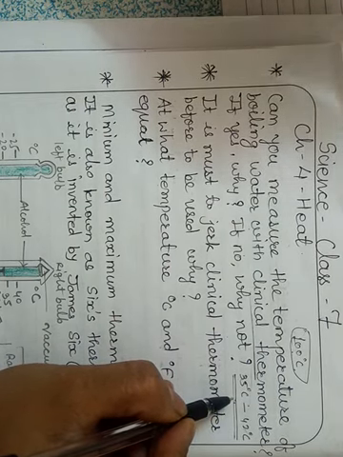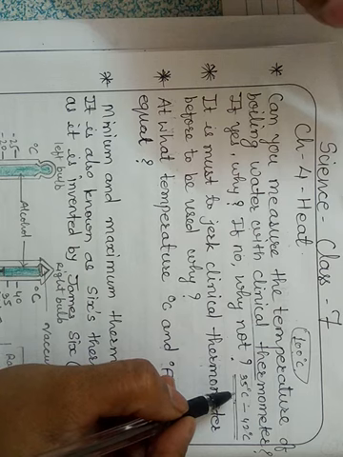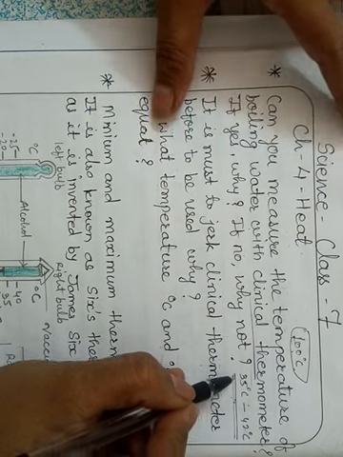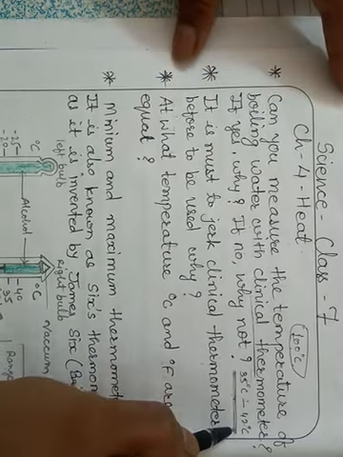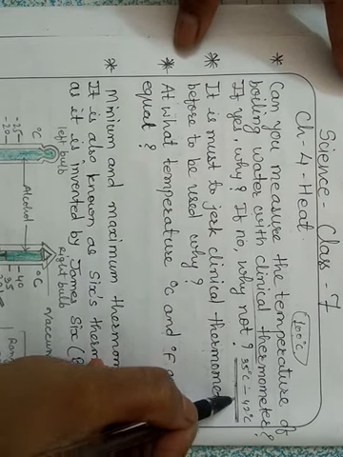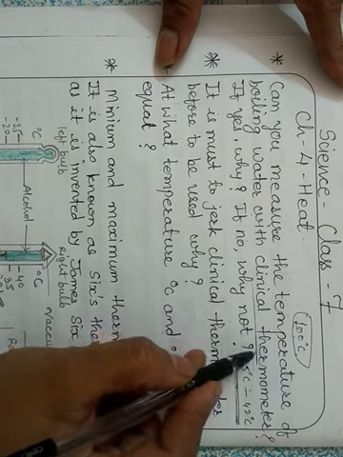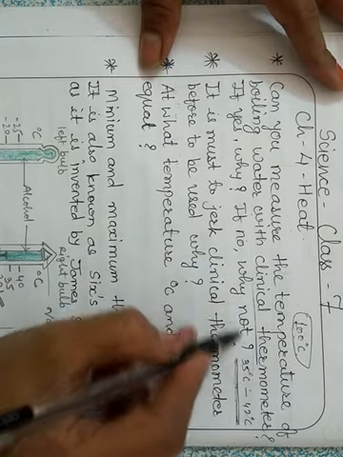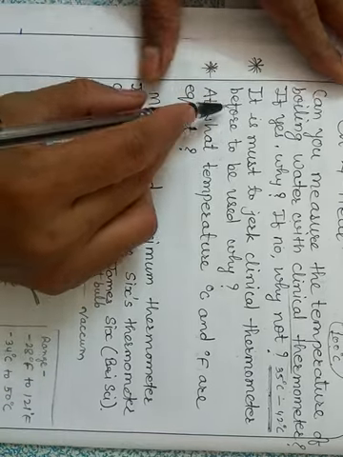If we use this thermometer to measure the temperature of boiling water, then it will break because of the high temperature. So the range is very important. The range of a thermometer is very important when we use it for measuring the temperature of different bodies. This is the reason that we cannot use a clinical thermometer to measure the temperature of boiling water. Okay, let's see the next question.